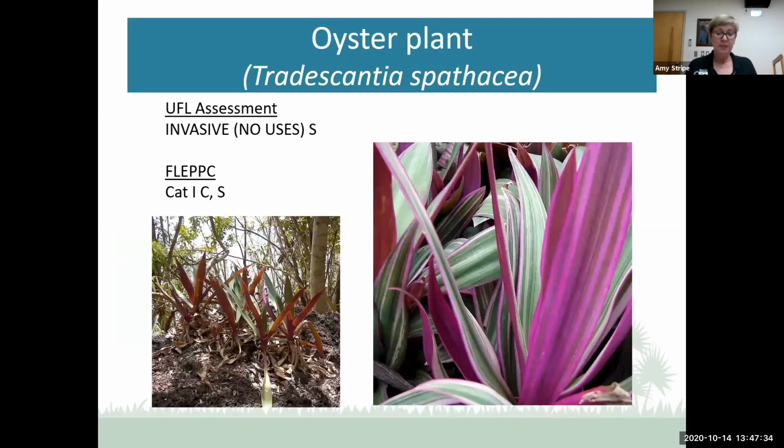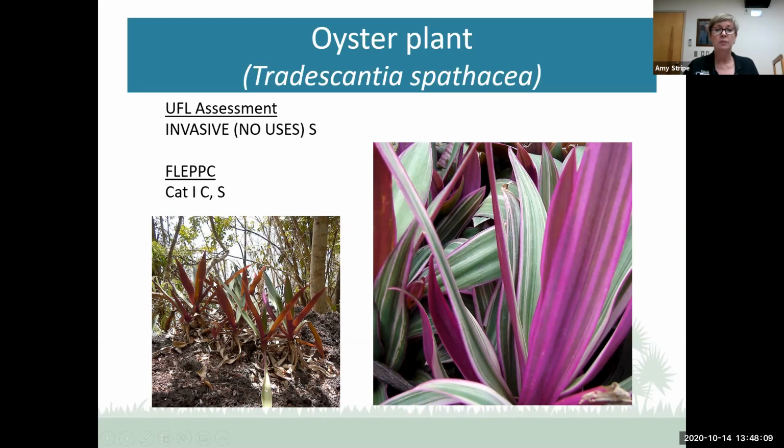So our last species today, good, we're getting right close to our time here, is the oyster plant, Tradescantia spathacea, invasive, no uses in South Florida, Category 1 in Central and South on the FLEPPC list. This plant has a lot of names, both common and scientific names. It's got lots of relatives. It's a ground cover that spreads by rhizomes. It will root from any part of the plant. So it is risky if you put in anything with this look.